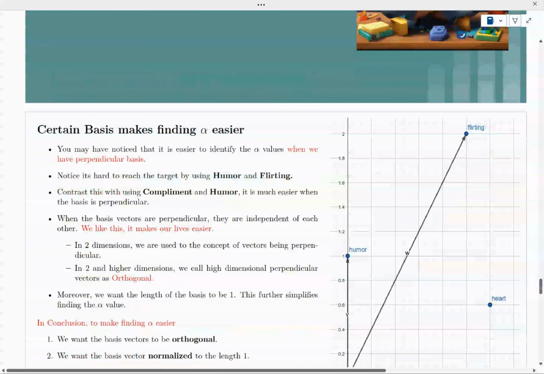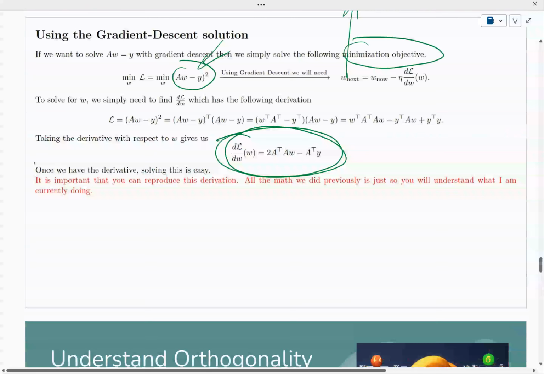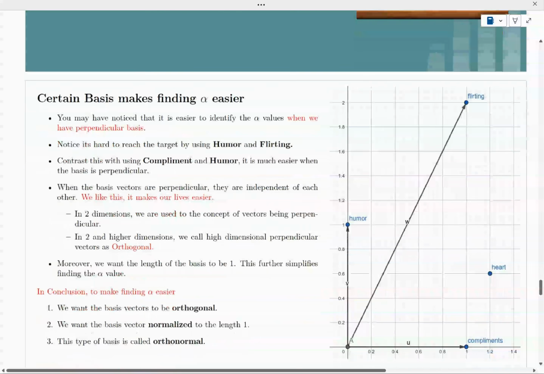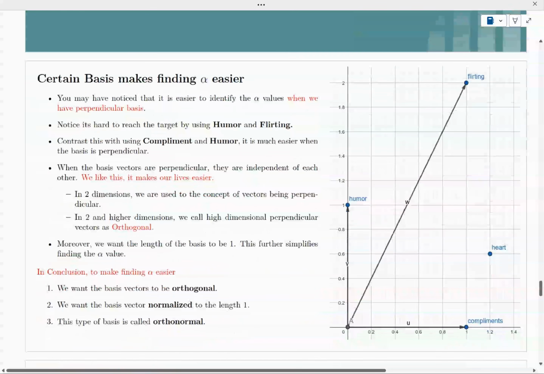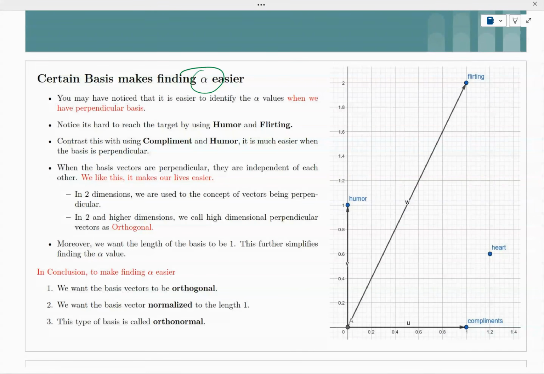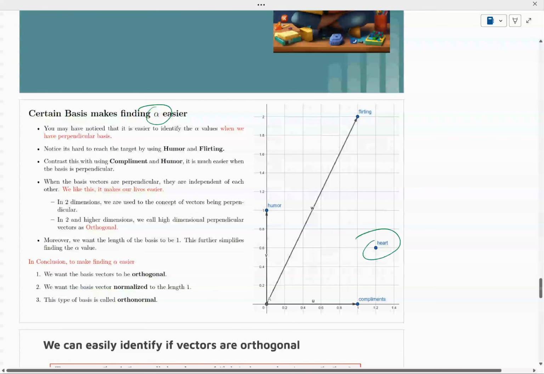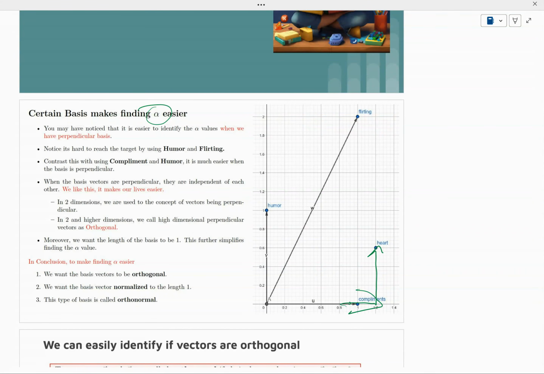Okay. So now that, hopefully, we understand the concept of basis, certain bases we use make finding alpha easier. You may have noticed that it's easier to identify alpha when we have perpendicular bases, right? When we want to get to a heart, it was much easier to use complement and humor because you can just see exactly how far you need to go. So complement and humor are perpendicular.